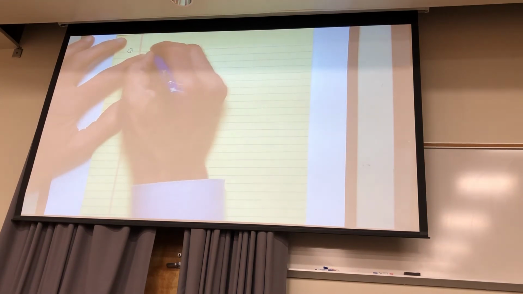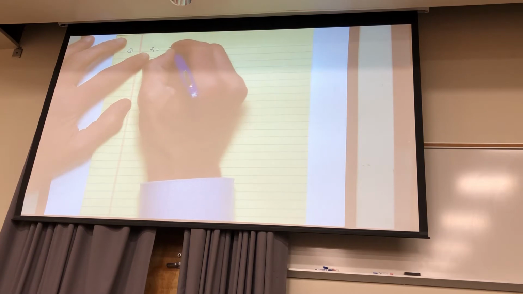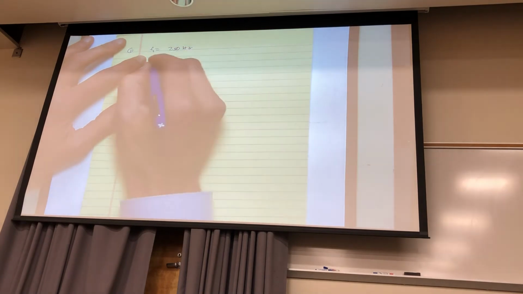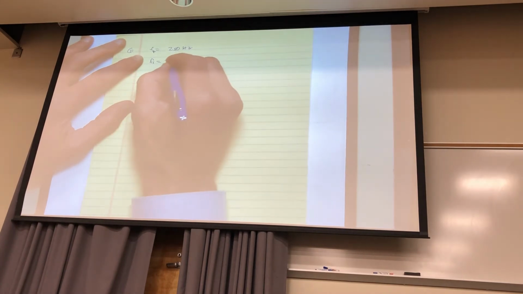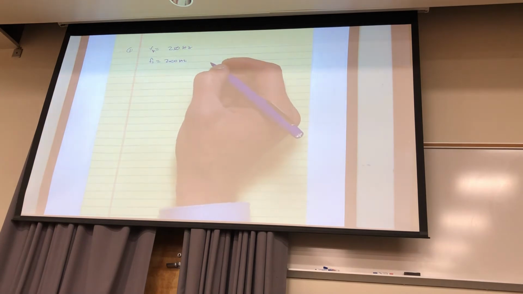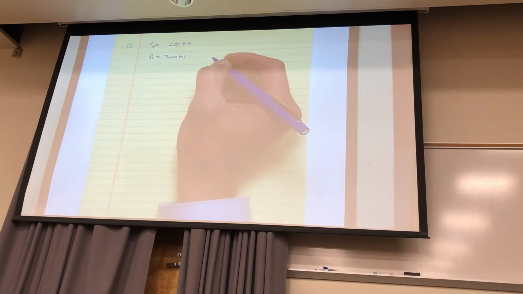So it says design an ARMA difference equation to reject, and they give you a frequency. This is problem one. A frequency to reject, F reject, is 250 hertz, right? And the sampling frequency, F sample, is equal to 2,000.